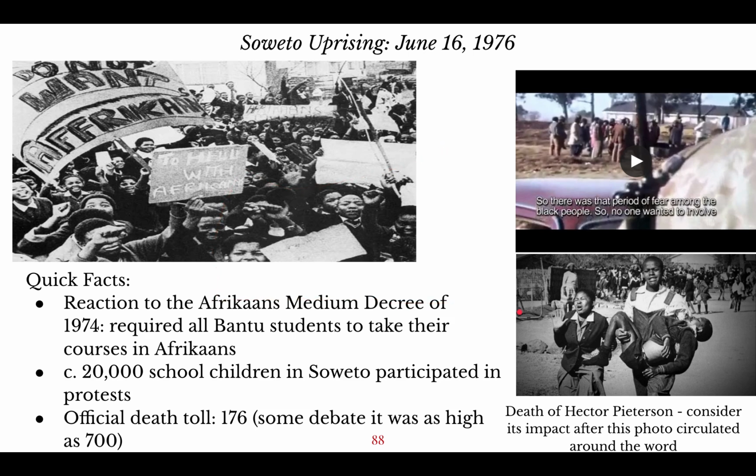In 1974, the Afrikaans Medium Decree made it mandatory for all Bantu schools to be taught in Afrikaans. During the Bantu Education Act, this had started to happen organically, but there was no mandate for schools to actually teach in that language. After it was mandated, students were very upset. Like we said before, they saw through it. They realized that their oppressors were attempting to keep them down by teaching them in their oppressors' language.